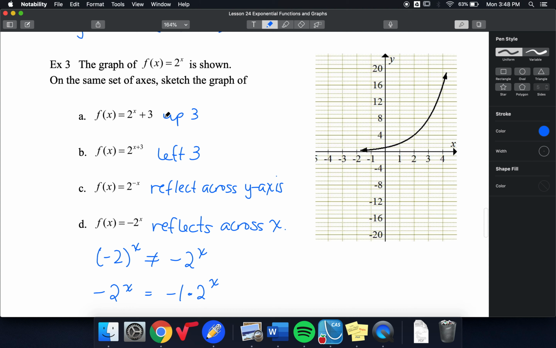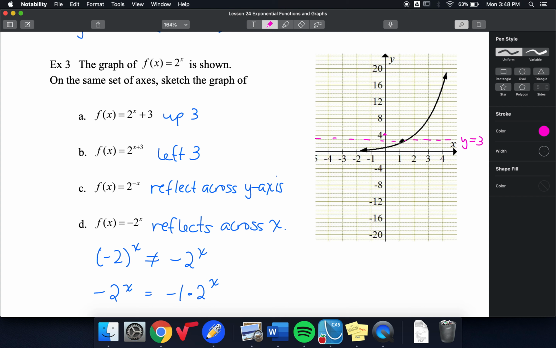I will, however, say that when we move it up 3, I want to make sure and move my asymptote up 3 as well. So I was at y equals 0, and now my asymptote will be y equals 3. And I'll just go ahead and sketch this one. So all of my points are going to go up 3. So my y-intercept goes from 1 to 4.